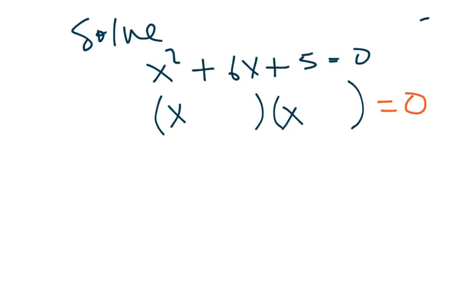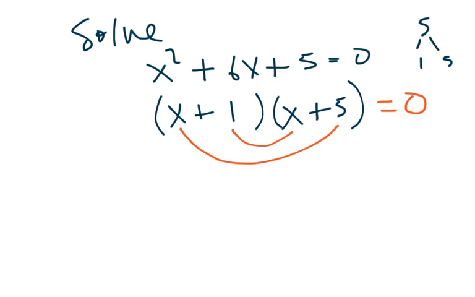Then we look at the number 5 and we look at its factors. There are only 1 and 5, and the sum of 1 plus 5 is equal to 6. So we can go (x plus 1)(x plus 5). If you look at this, x multiplied by 1 is 1x, and x multiplied by 5 is 5x, and they add up to give me 6x.